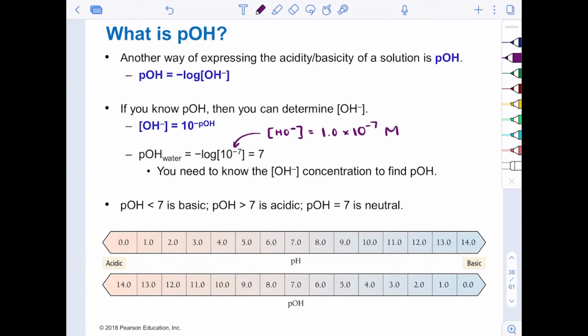And so we can plug that in and still see that the neutral scale, 0 to 14 for pOH, is the same as pH. The only difference is how we read those values. A pOH that is less than 7 is deemed basic. A pOH that is greater than 7 is acidic. And just like before, a pOH equal to 7 is neutral. So it's just referencing what log base 10 scale are we looking at, basicity or acidity.